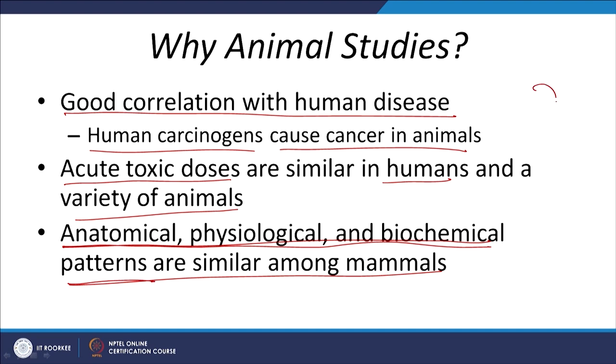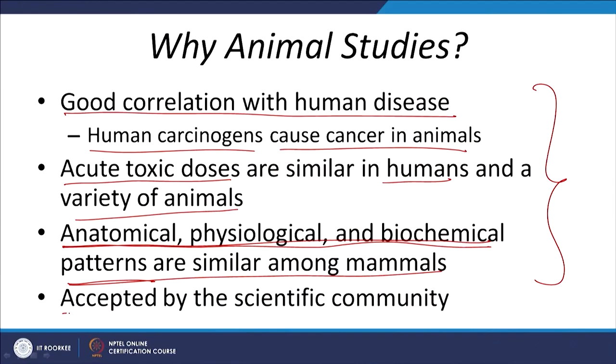Again, that corresponds to the bigger picture here: in general, with animal studies or toxicity studies on animals, we can have relatively greater confidence that these results can be extrapolated to estimate the effects on human health. Moving on, there has been a considerable body of scientific evidence, and thus these studies are accepted by the scientific community.